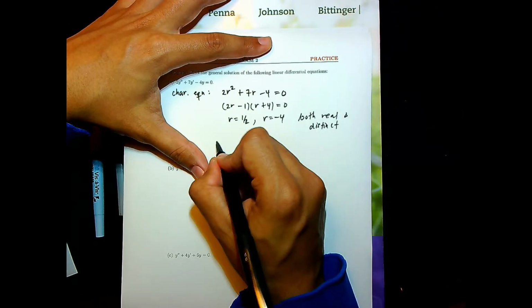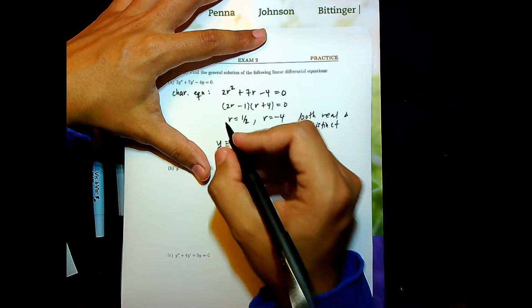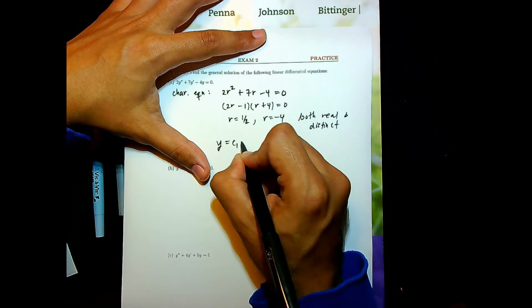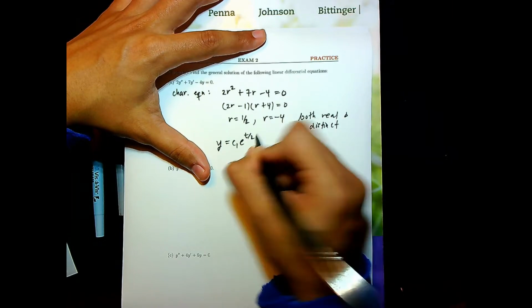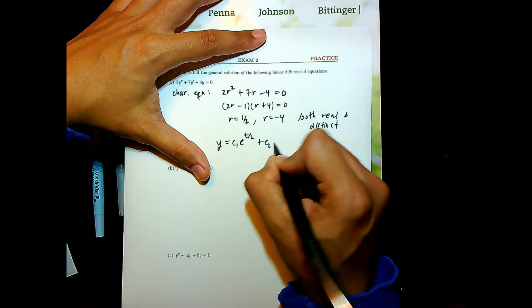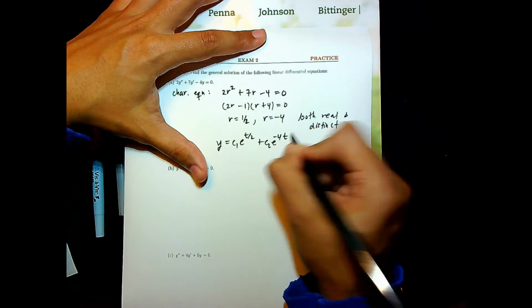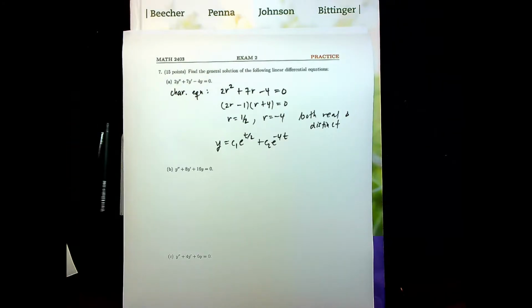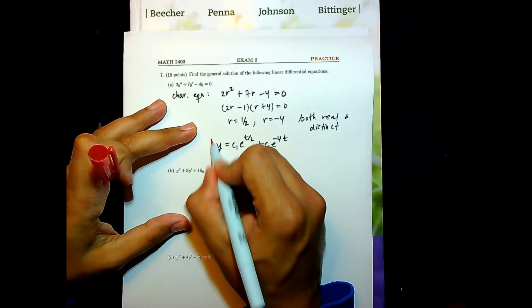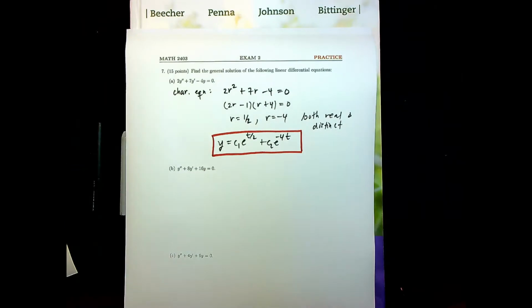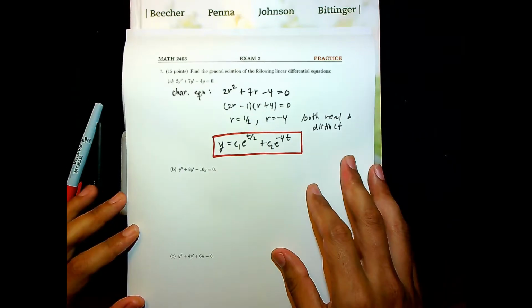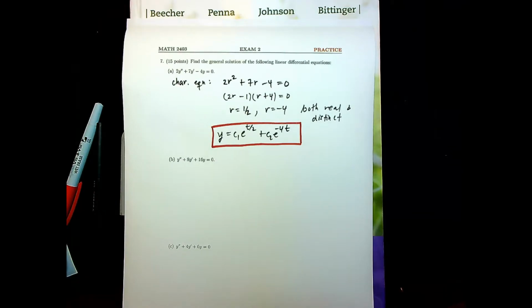we know that the general solution is going to be C1 e to the 1 half t. 1 half t is the same as t over 2, plus C2 e to the negative 4t. And that is the general solution of that one. Okay? Now, let's do the next one.